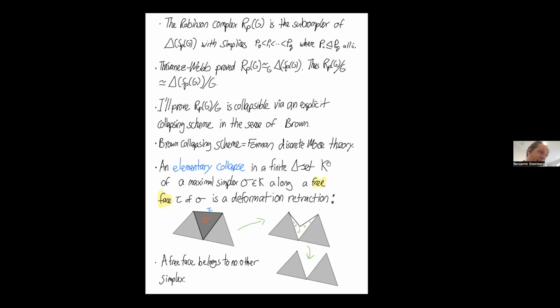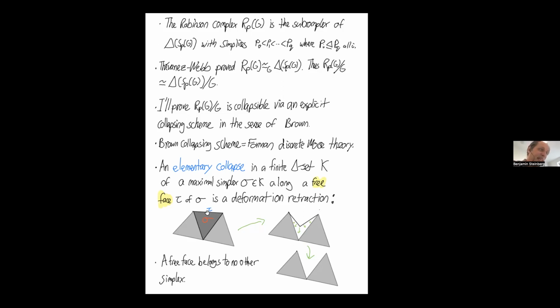So I have a delta set K, pretend this is a simplicial complex. I take a maximal simplex like the sigma, and I look for a free face tau. What is a free face? It's a face which does not belong to any other simplex. So for instance, this face here would not be free because it belongs to some other simplex, but this one is not.